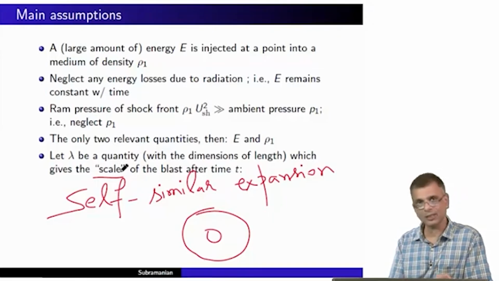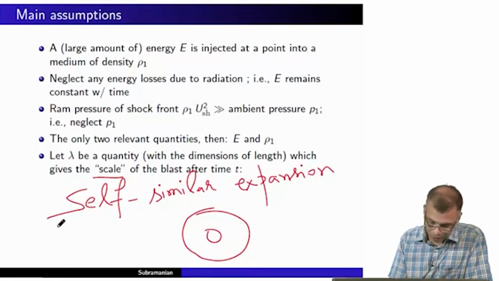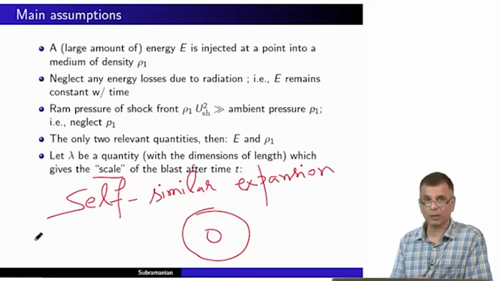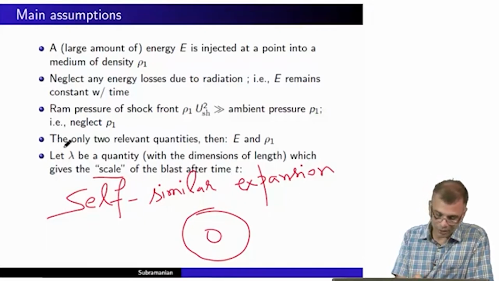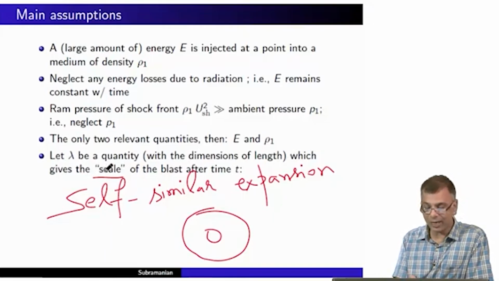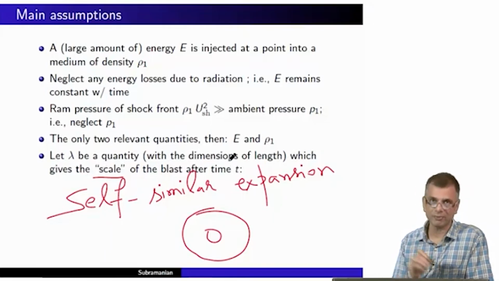Okay, is it 10 times larger? Is it 100 times larger? That's the only thing I need to know. So that's a consequence of this assumption, the assumption that the blast wave expands self-similarly. Okay, so therefore, let us now try to construct a quantity lambda with the dimensions of length, which gives the scale of the blast after time t.